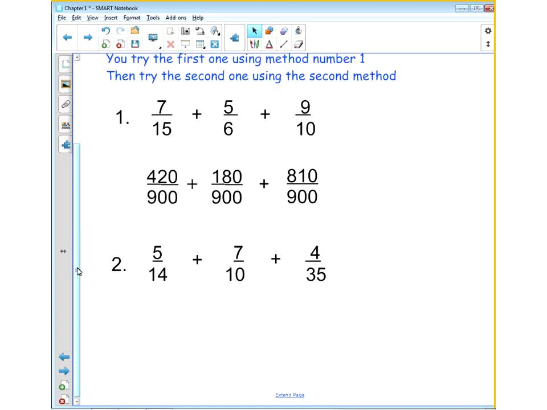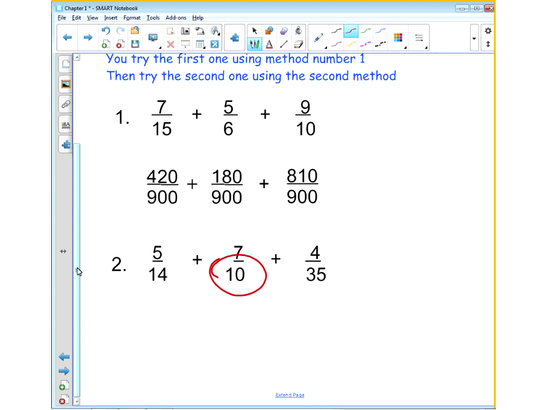Okay, I've got 5/14 plus 7/10 plus 4/35. So I need to find the least common denominator among those three. But I know one thing right here. With 10 as a denominator, that tells me my least common denominator is going to have a 0 at the end of it, because the multiples of 10 are 10, 20, 30, 40, 50. You get it. They all end in 0.